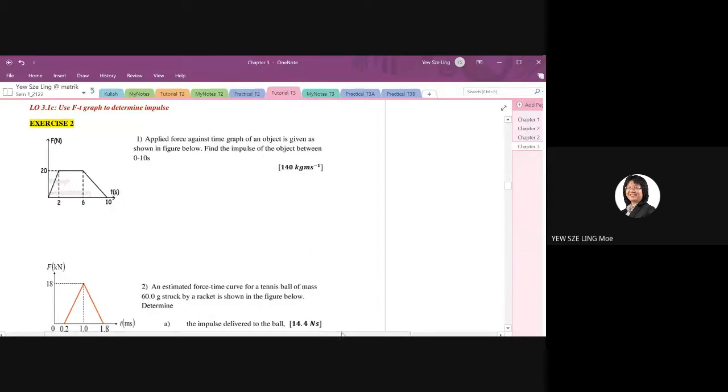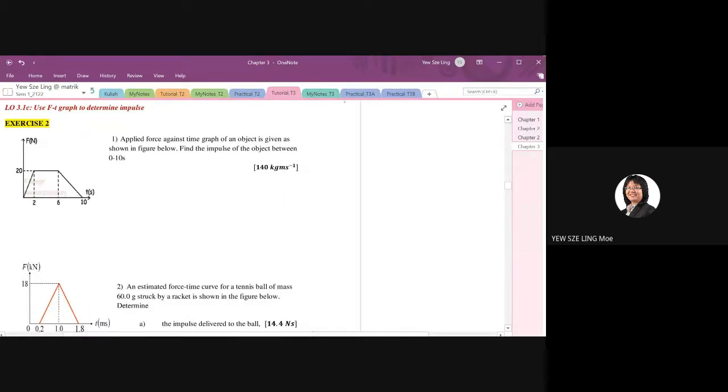So far, how many types of graph have we learned in chapter 2? In chapter 2, we have S against T. What is the information that we can get? Gradient. The gradient gives us velocity. And then the second type of graph that we learn is V against T, where the gradient gives us acceleration, and the area gives us displacement or distance.